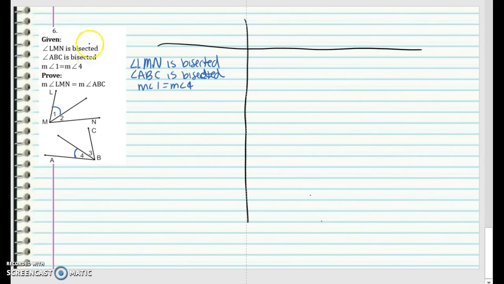So I would say let's use the bisecting part. So I know that angle 1 equals angle 2. And I also know that angle 3 equals angle 4. So I would call those givens. And that would be if bisect, then 2 equal parts.